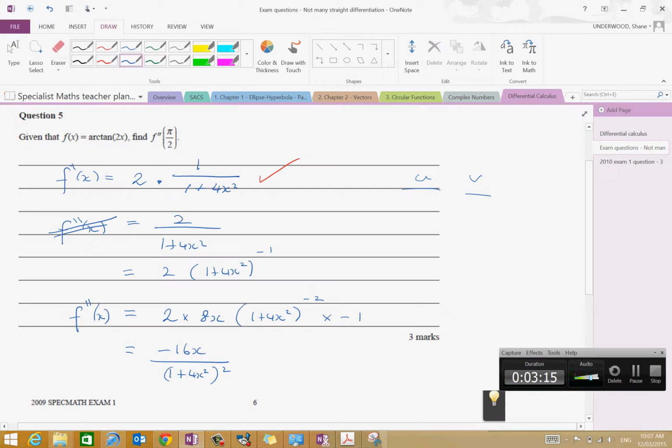Make sense? Okay, so therefore f double dash of pi on 2 is equal to, sorry, I'm rushing now, minus 16 times pi on 2, which is minus 8 pi, over 1 plus 4x squared. x is pi on 2, so x squared is pi squared on 4, so 4x squared is just pi squared, isn't it? So it's 1 plus pi squared. And to be honest, you don't have to simplify that any more. You can leave it as that. Now, I've done that in about 3.